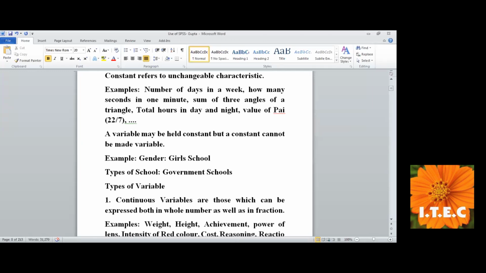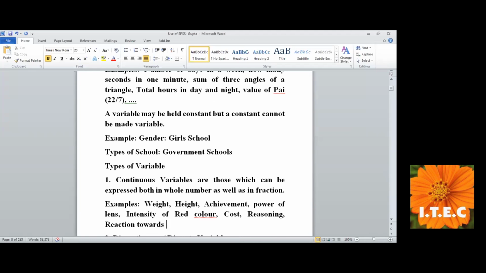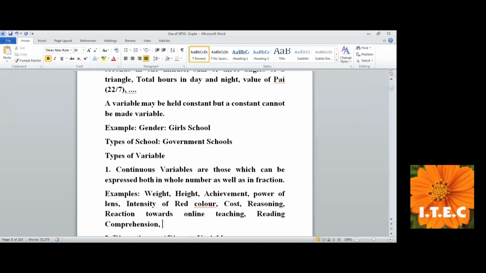reaction towards online teaching, reading comprehension, head circumference, temperature, concentration.